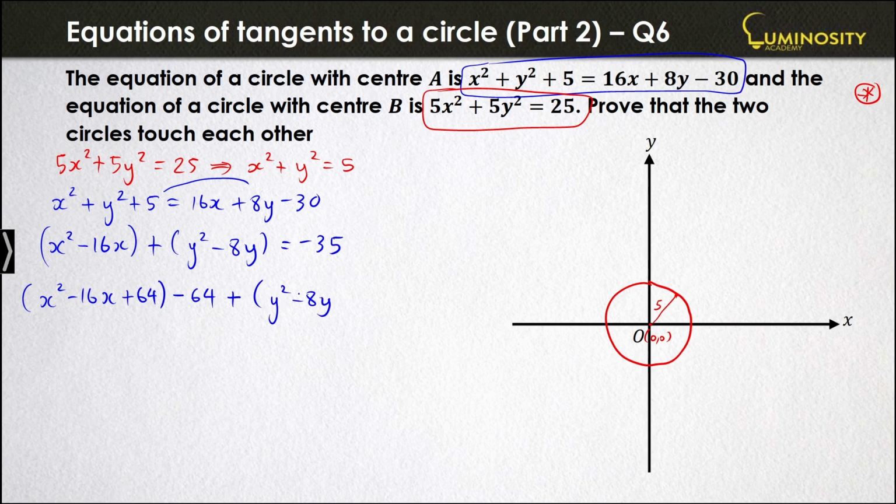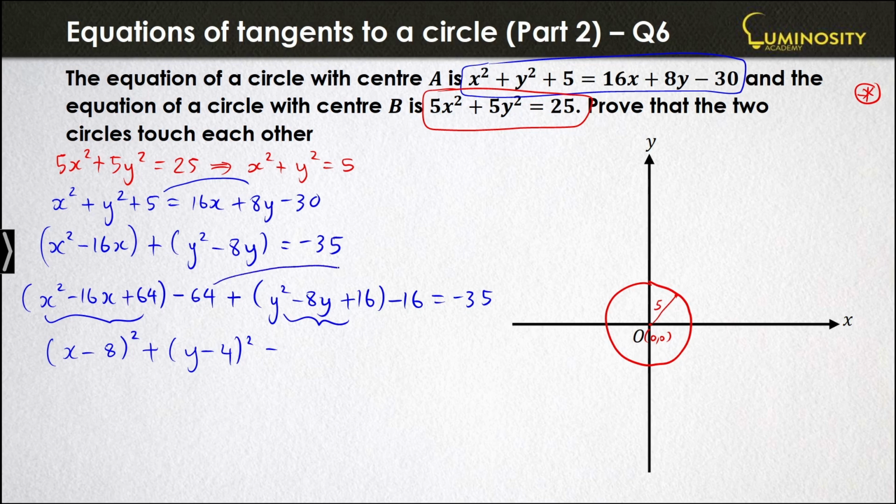Now that negative 8, half it is negative 4 and square it is 16. Then you need to subtract 16 immediately, and then it's negative 35 on the right. So this will factorize nicely into x minus 8 all squared, and then this will factorize nicely into y minus 4 all squared. And then you have minus 64 minus 16, that is minus 80, right? Because negative 60 and negative 10 is negative 70, and a negative 10 is negative 80.